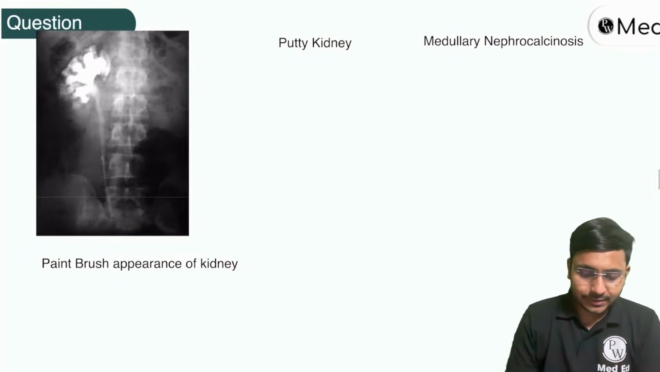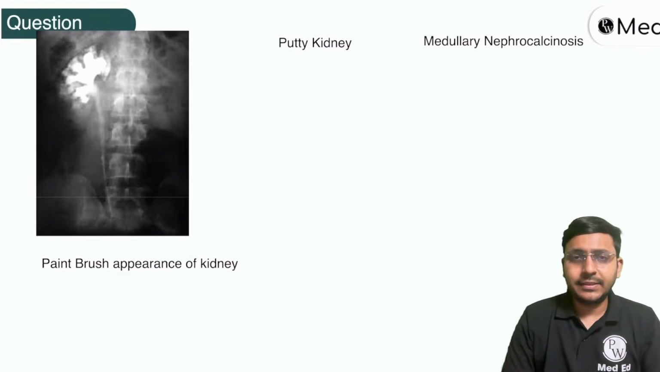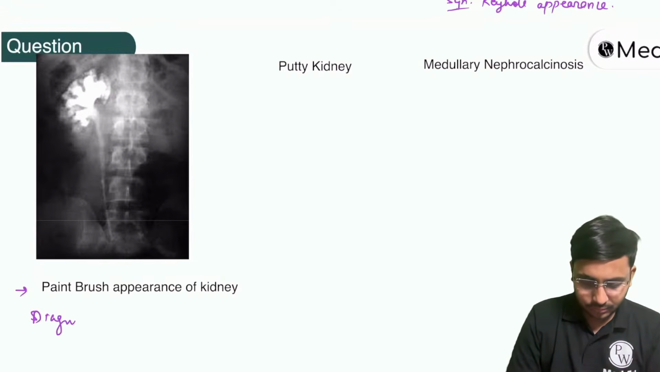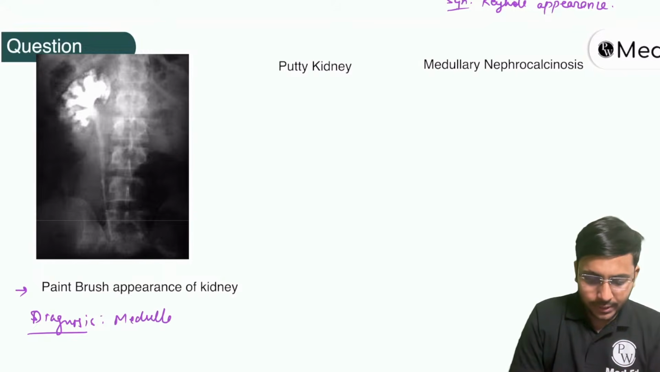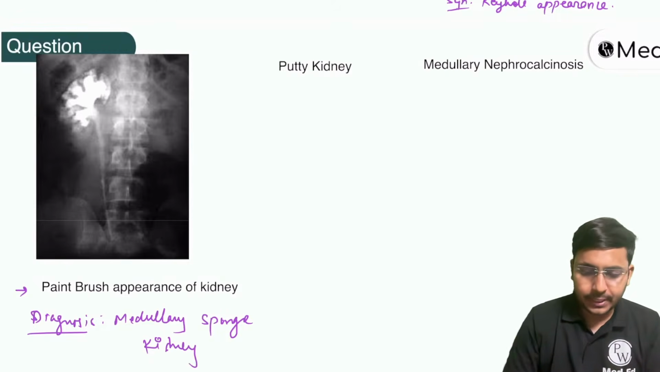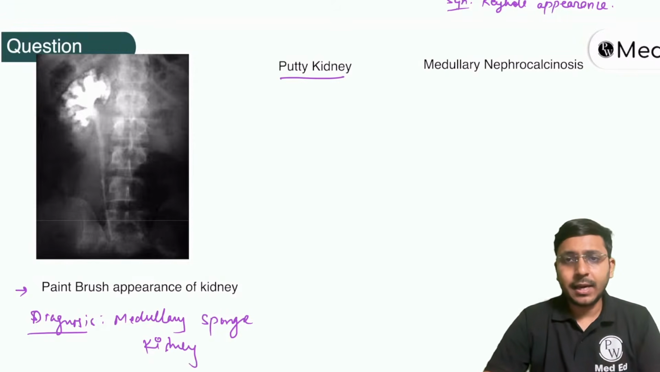Now tell me, what is this? Let's see some other important spotters of IVU of kidney. So paintbrush appearance of kidney is seen in the diagnosis of medullary sponge kidney.